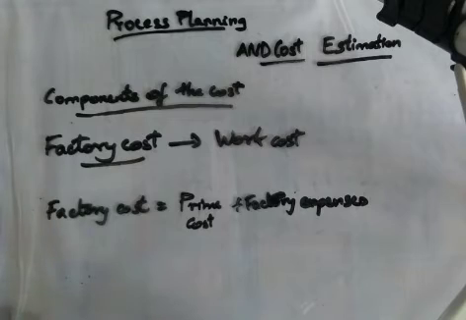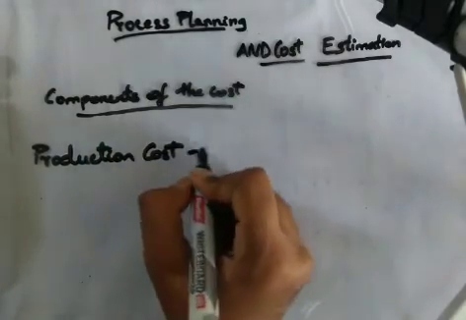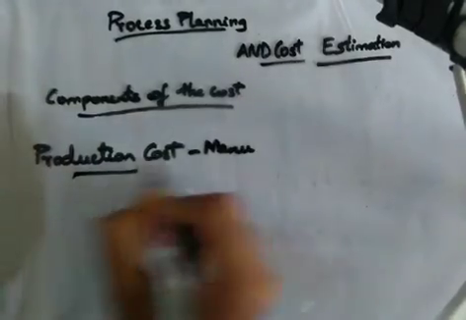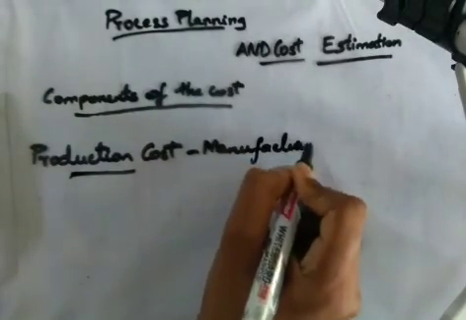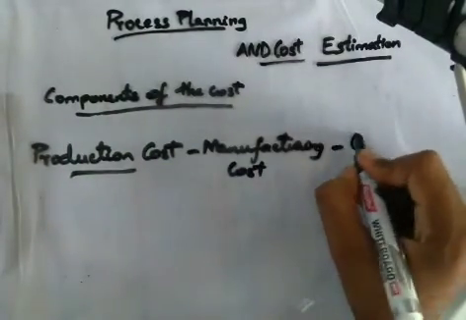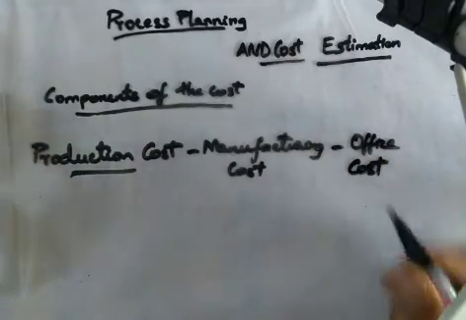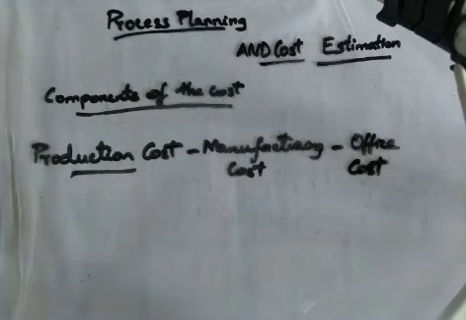This is a formula for the factory, how to determine the factory cost. The third step is the production or manufacturing cost. This production cost is also called manufacturing cost. It is otherwise also called office cost. This cost is called by three names: the production cost, manufacturing cost, and the office cost. This is the third step in finding the components of the cost.